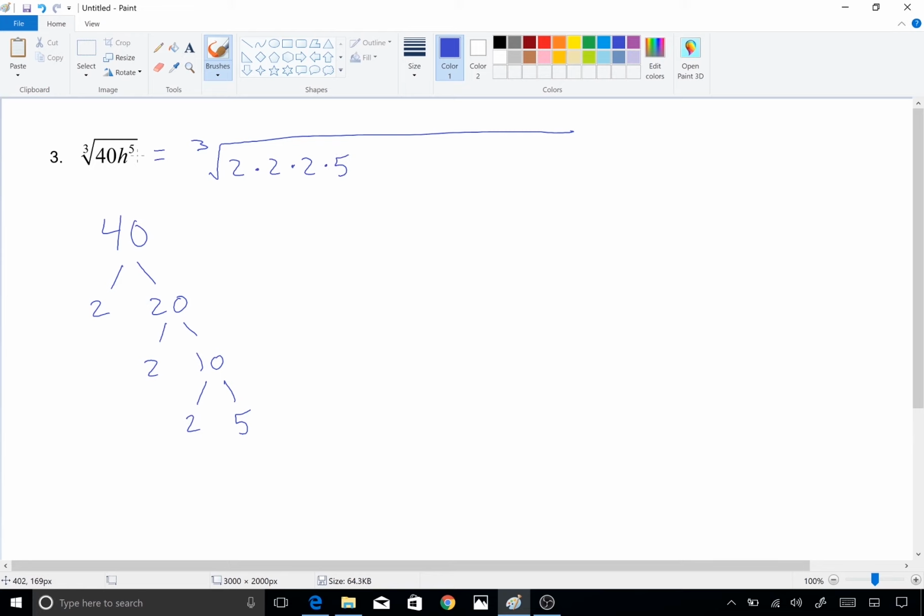We also have 5 h's under the radical, so that's times h times h times h times h times h. Because this is a cube root, we pull something out whenever it occurs in a group of 3. We have 3 2's, 3 h's, and then no more groups of 3, so everything else gets left under the radical. We have 2 times h times the cube root of 5h squared.